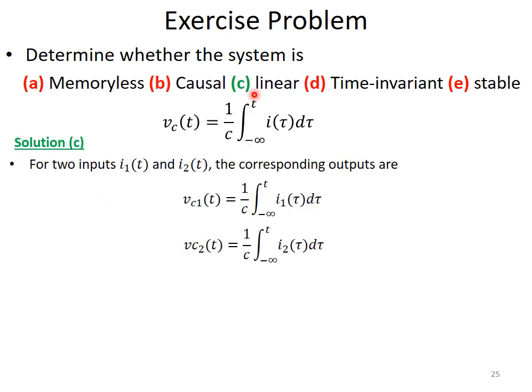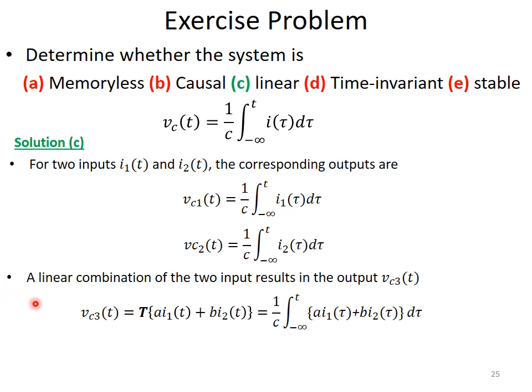Now coming to the part C, whether it is linear or non-linear. For linearity we have to apply the linear combination of inputs, which is I1 of t and I2 of t. Let's say these are two inputs. When these two inputs are applied, the corresponding outputs produced are Vc1 of t equal to 1 upon C integral of I1 of t from minus infinity to t, and Vc2 of t equal to 1 upon C integral of I2 from minus infinity to t.